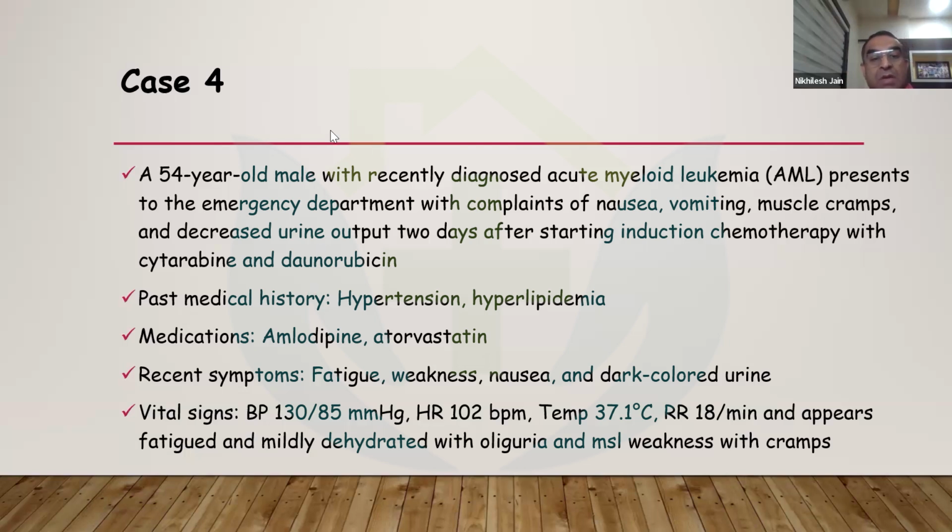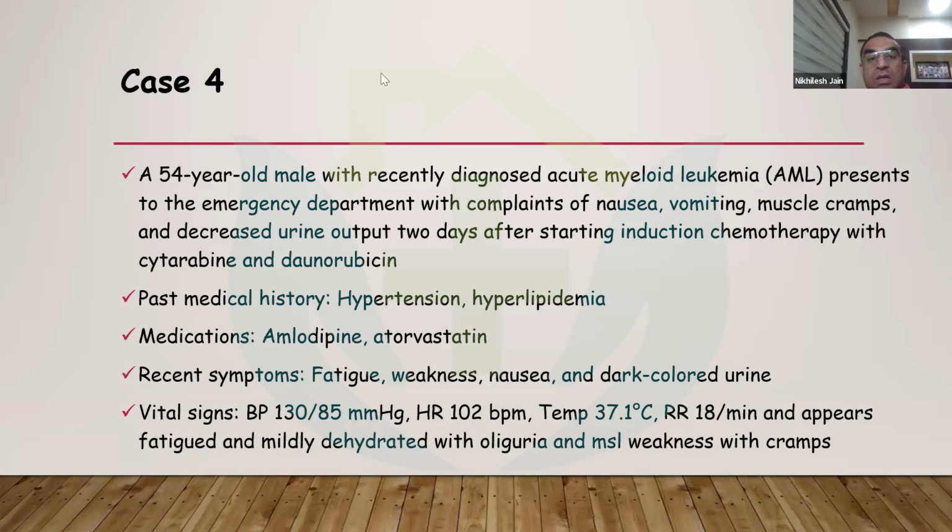Vital signs are 130 by 85 mm of mercury, heart rate of 102 beats per minute, temperature of 37.1 degrees centigrade, respiratory rate of 18 per minute. Patient appears to be fatigued, mildly dehydrated with oliguria, and muscle weakness with cramps.